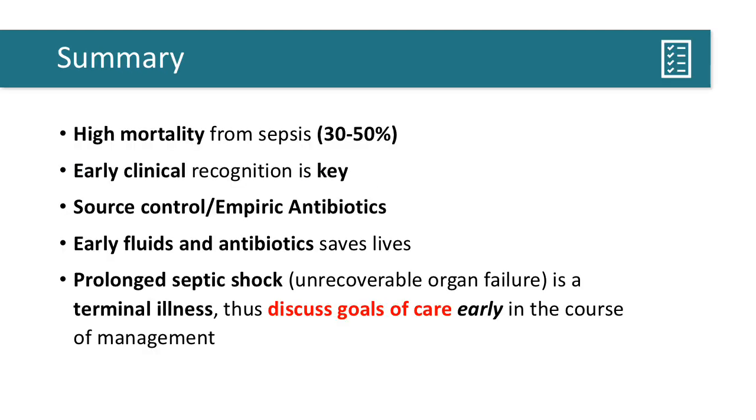In summary, there is a high mortality from sepsis, anywhere between 30 to 50%. Early clinical recognition is key, followed by source control and empiric antibiotics. Early fluids and antibiotics will save lives, while prolonged septic shock, in particular seen as unrecoverable organ failure, is still considered a terminal illness. Thus, discussing goals of care early in the course of management is very important.